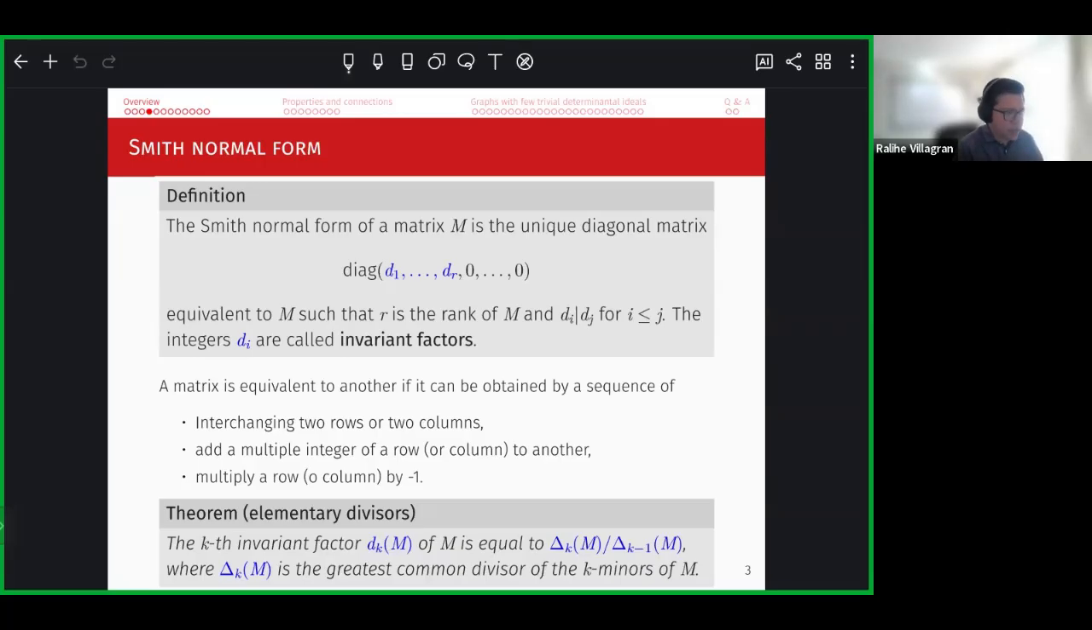And actually, there's a theorem, the elementary divisors theorem, which says that the k-th invariant factor can be computed from the greatest common divisor of the k-minors of the matrix. You take a matrix and you think about the determinants of the submatrices of size k by k, those are the minors. Then we compute the greatest common divisor, and we can compute the invariant factors from there. So actually, its Smith normal form can be found in polynomial time, just like the spectrum.